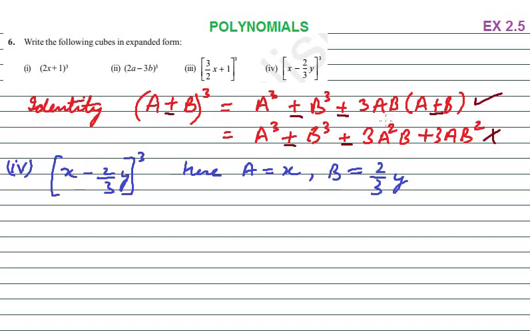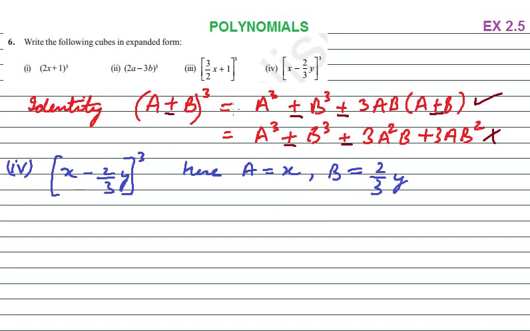You remember what we did in the identity a plus b plus c whole square. We had only a plus b plus c whole square. We didn't do a plus b minus c whole square, neither a minus b plus c whole square, neither a minus b minus c whole square. That was because there was no separate identity for that. But here we have two separate identities, one for the plus sign, one for the minus sign. So you will write a is equal to x and b is equal to 2 by 3y, not minus 2 by 3y.